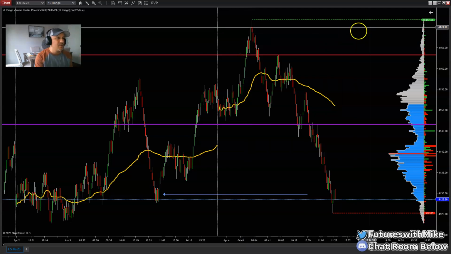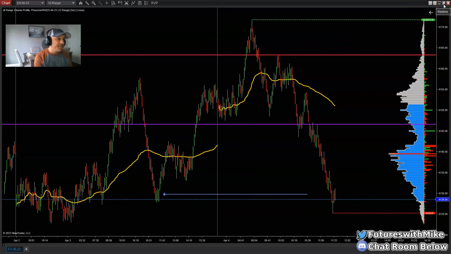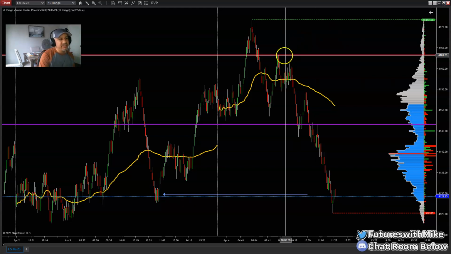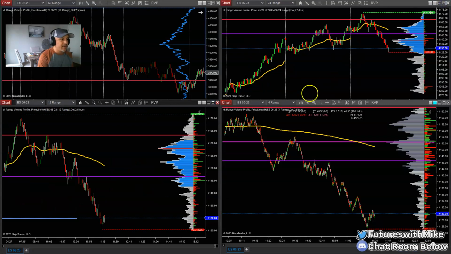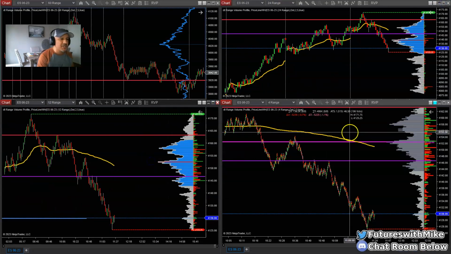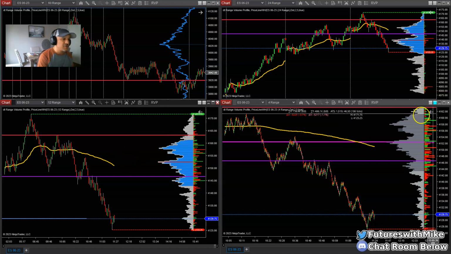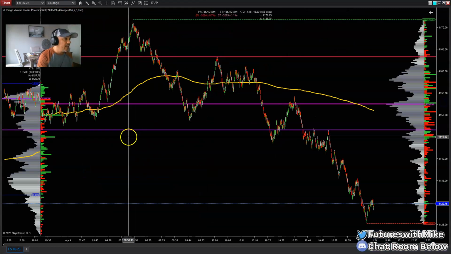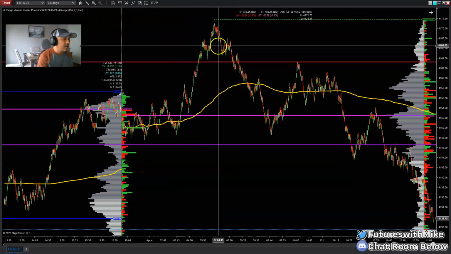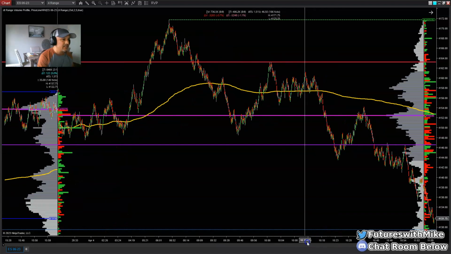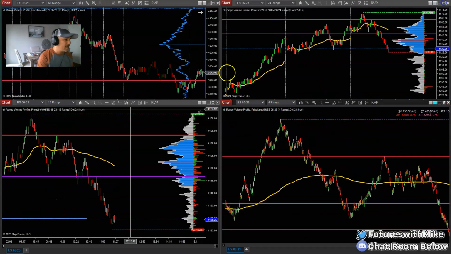Now, if I scale down even to a lower time frame chart, I really want to see if this area right here was possibly the area where there's a break of structure, an area of structure, I should say. So let me blow up my 4 range chart here, okay? And what time of day was this right here? All right, let's do this. Okay, give me 1 second.